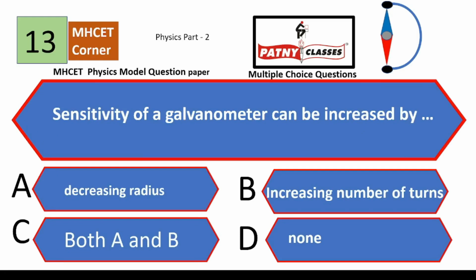Question number 13. Sensitivity of a galvanometer can be increased by option A, decreasing radius. Option B, increasing number of turns. Option C, both A and B. Option D, none.